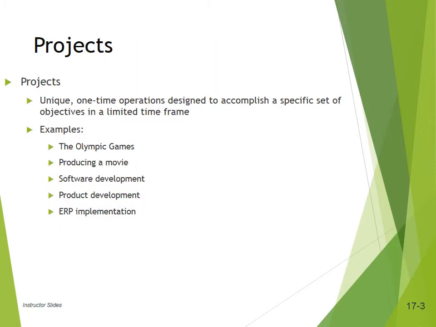Now, the first question is, what is a project? It is a one-time operation which is designed to accomplish a specific set of objectives within a time frame. So a project is a one-time operation. It is not a continuous or a perpetual operation. It is a one-time operation. So that's the difference between a project and production.